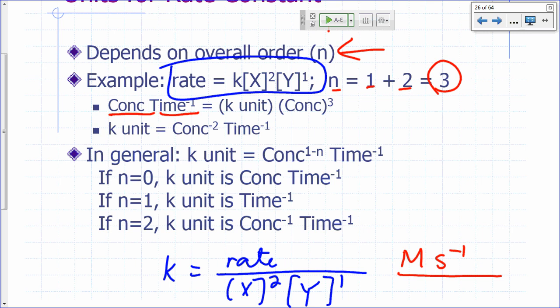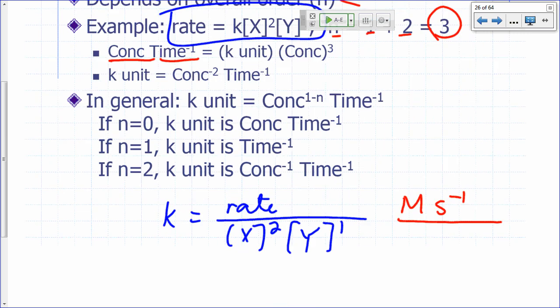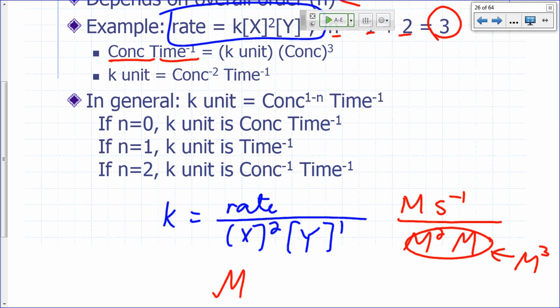What would be the unit for your denominator? This is moles per liter squared and then that's moles per liter, right? So this is just moles raised to the power n, right? Moles cubed, moles per liter cubed. So the unit for K is moles. Okay, this one, molarity over molarity cubed, molarity raised to the power 1 minus 3 times reciprocal time.